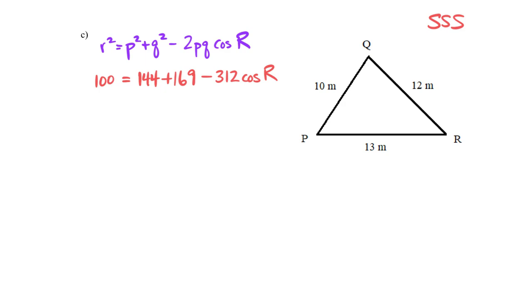Okay, we're back. So I may go through and collect my 144 and my 169. I notice that on the right side, I do not have like terms. I need to get rid of that 313. So when I subtract that, I'm going to get a negative 213.